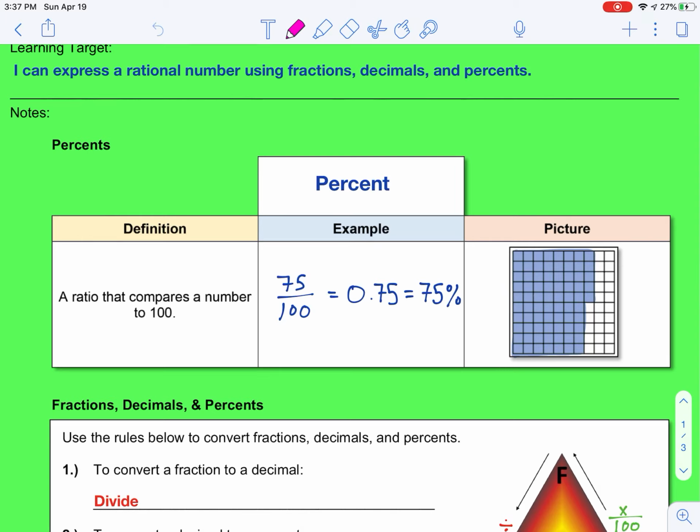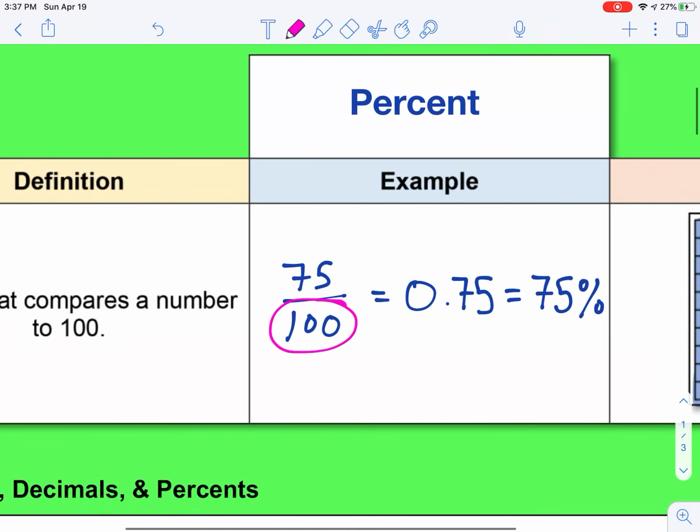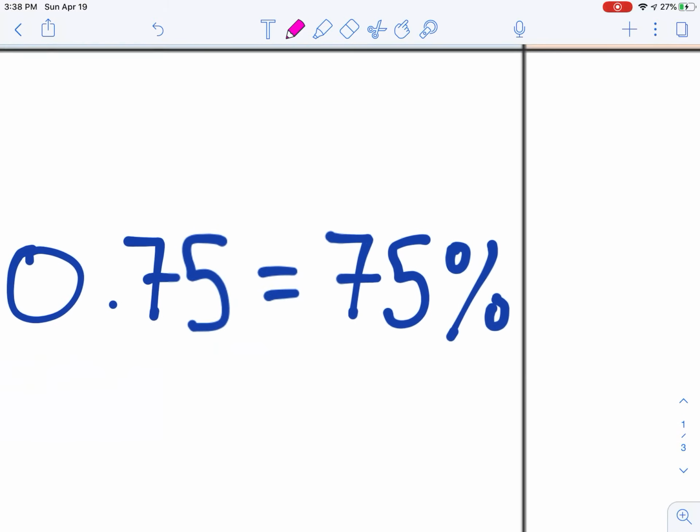So since a percent is a ratio that compares a number to 100, one of my numbers is always going to be 100. You can take a look in my example. When I wrote this as a fraction, you will notice that my denominator is 100 because in my definition, I have to compare to 100. Now we should know that 75 hundredths as a fraction can be written as 75 hundredths as a decimal, or 0.75, and then 75 hundredths as a fraction and 75 hundredths as a decimal is the same as 75%.